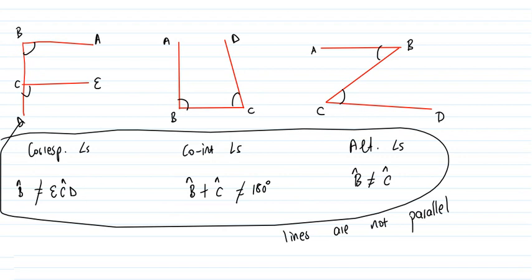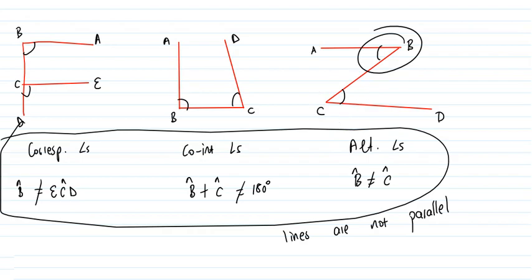Corresponding means the angles are in similar positions. Co-interior means your angles are inside the U shape. They are interior angles. Co-interior, both of them are in the interior, inside. While alternating means you can see they're alternating. They form like a Z shape, you see.